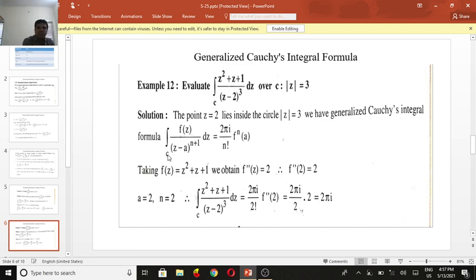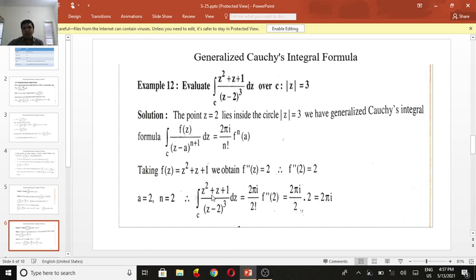What is the first derivative here? 2z plus 1. The second derivative is simply 2. The second derivative at z equal to 2 is also 2. Means the first derivative is 2z plus 1, the second derivative is 2, and if I replace z by 2 it is still 2. So here a is 2, and the second derivative means n equal to 2.